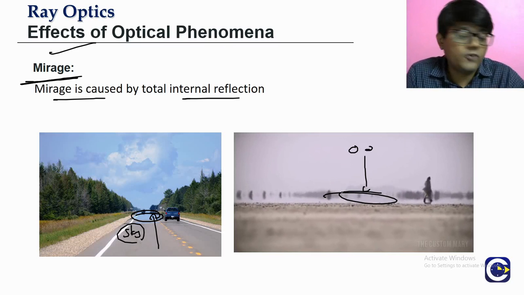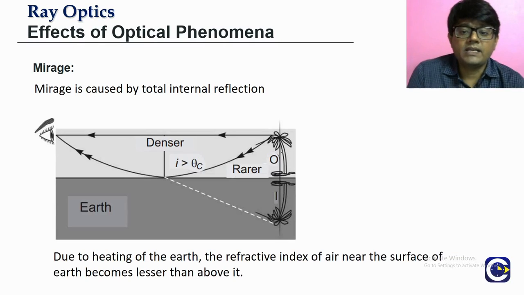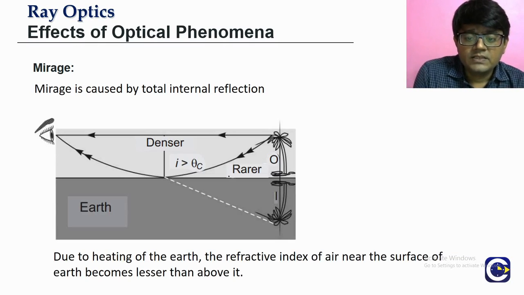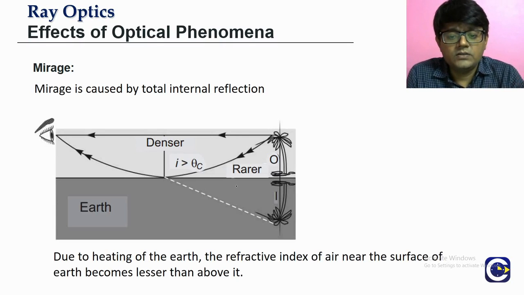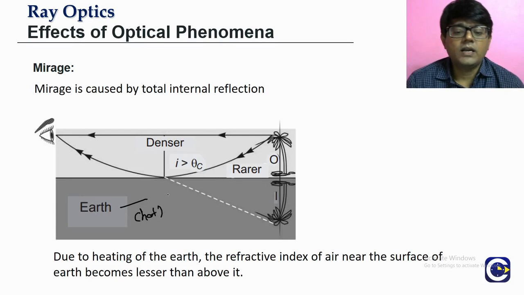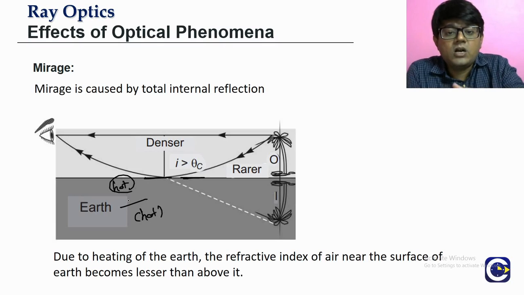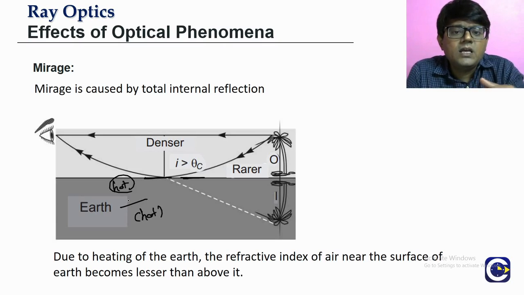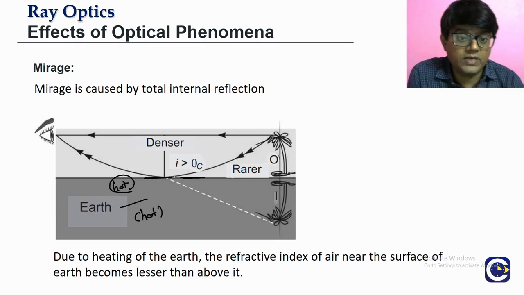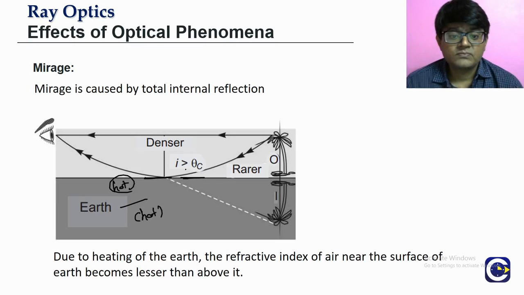Okay, so how does this mirage formation occur? If you look at the desert, or the situation where the earth is very hot, the layers of the air close to the surface of the earth will also be very hot. Because they are hot, the air molecules will try to escape away, meaning the density there will be getting lesser. So the layers of the atmosphere close to the surface of the earth will be rarer, and the above layers will be denser, both in physical terms as well as in terms of optical phenomena.